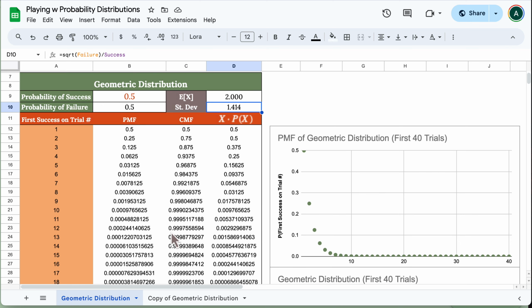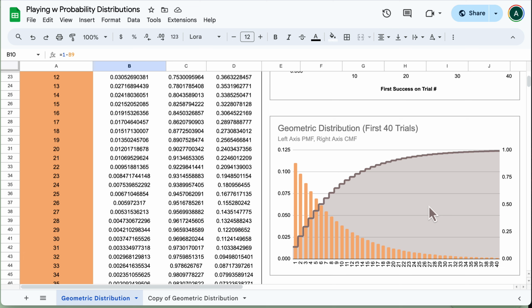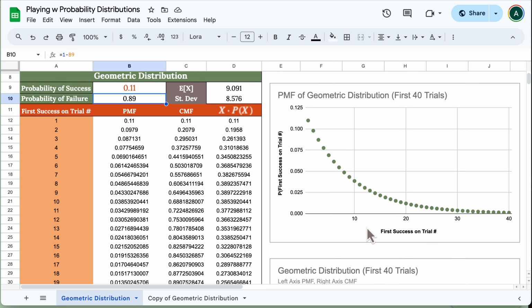The last thing I want to show you is that if we take our probability lower, say I'm going to make this like 11%, it's the same basic shape, right? That hasn't changed. This has the same dynamic going on as it did before, but I think you can agree it's more gentle, it's more gradual, and that's always going to be the case whenever your probability of success moves lower towards 0.